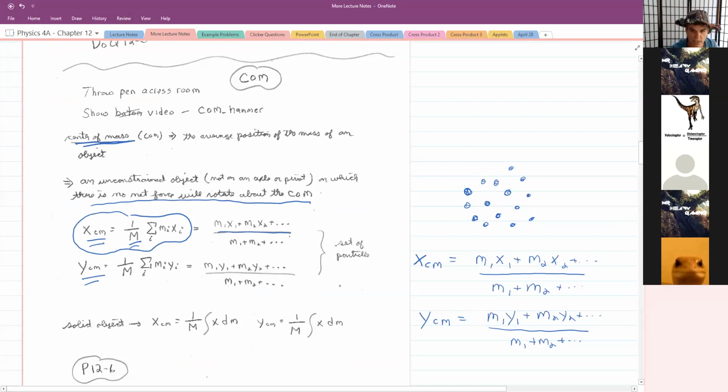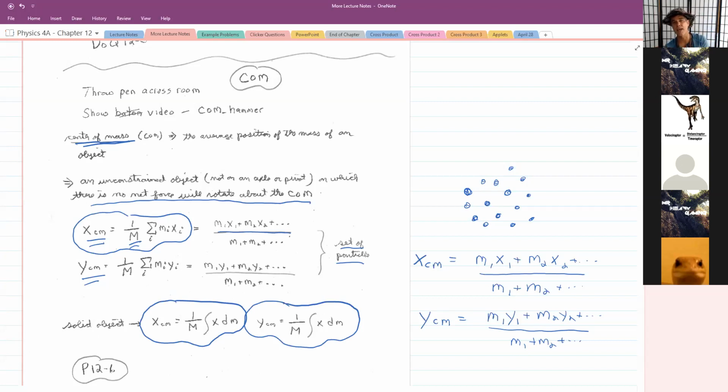This is for a set of particles. Let me just throw this out in advance. For a solid object, you end up having to do an integral. It's kind of weird because your book goes through this, but you never actually calculate any integrals. We're only really calculating the center of mass for a collection of particles.